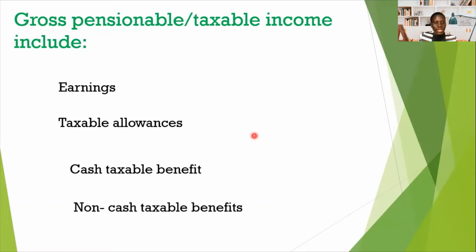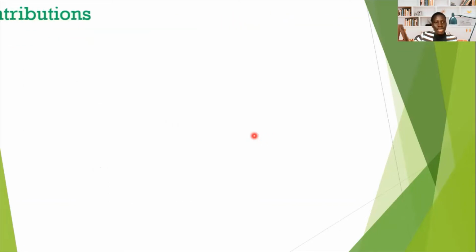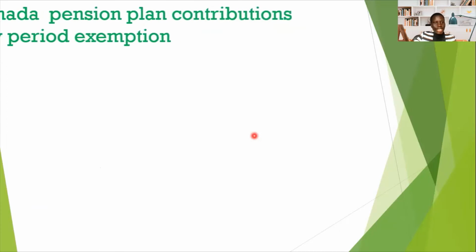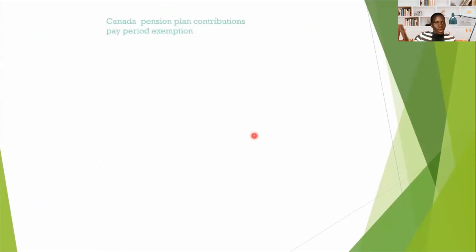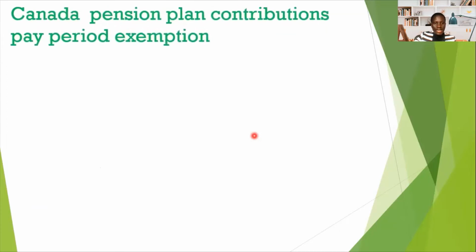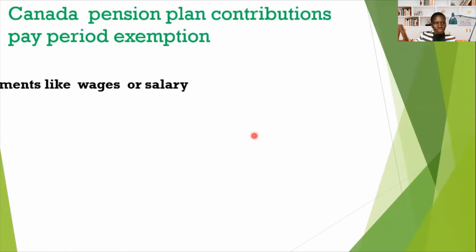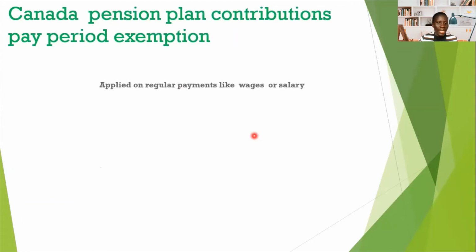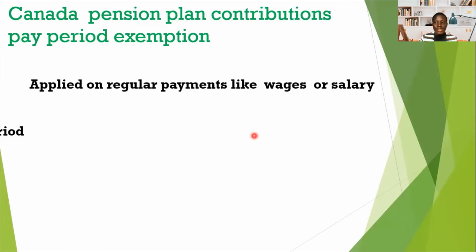And then also non-cash taxable benefits, like insurance that you own under that employment. So let's go ahead and continue talking more about pension. Canada Pension Plan Contribution per Period Exemption. Before you even apply the percentage of Canada Pension Plan, you have to do some exemption.